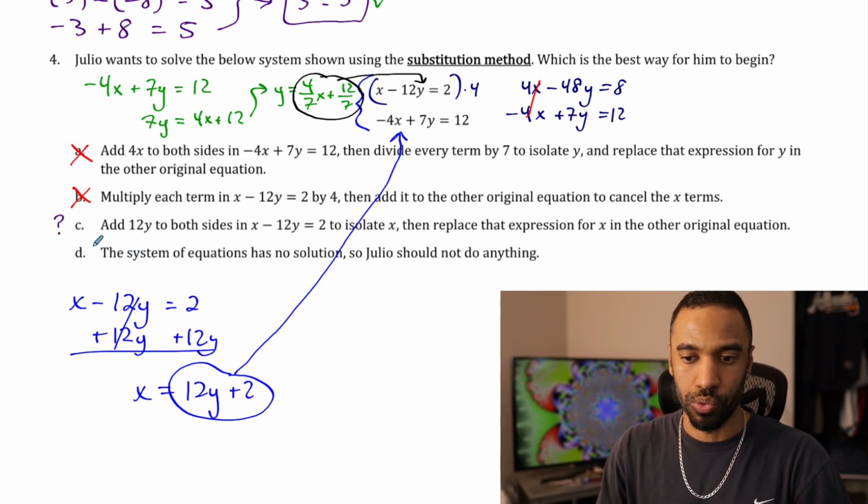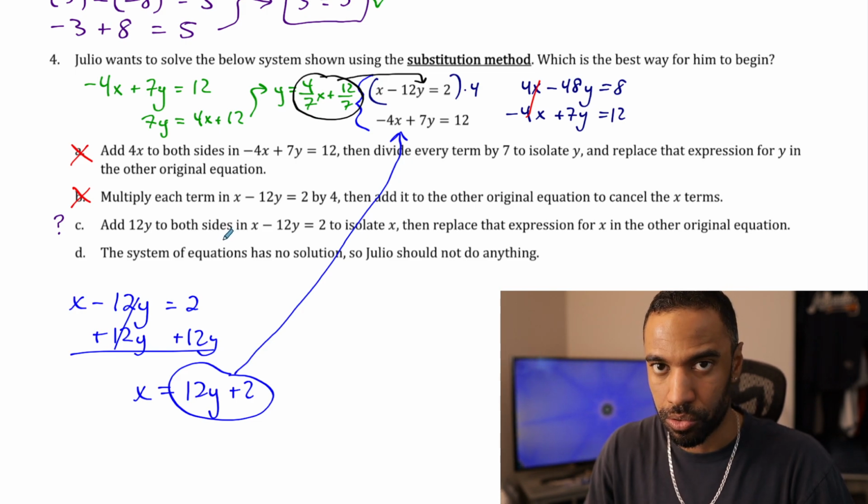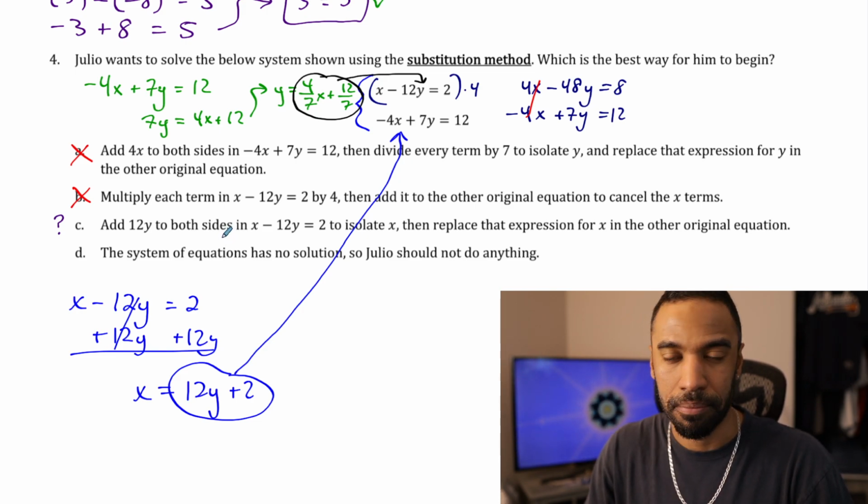Let's rule this out in two ways. Number one, I believe the system of equations does have a solution. Now, does it have an integer solution? I'm not really thinking so.